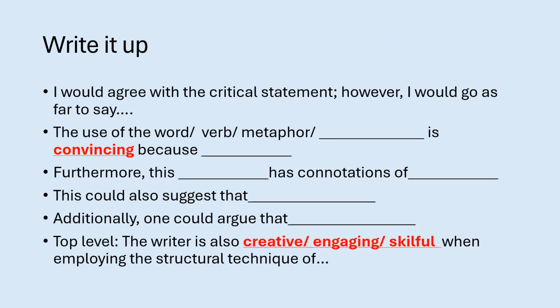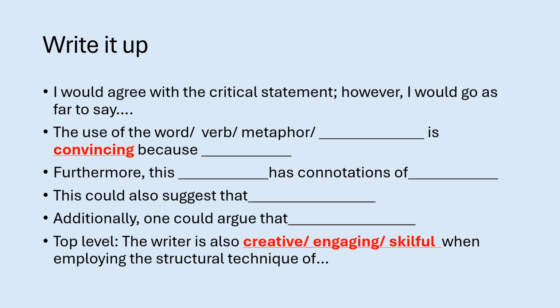Write it up. So I always start with, I would agree with the critical statement. However, I'd go as far as to say, and I kind of extend it. So I'd go as far as to say the narrator's not just frightened, she's absolutely terrified and beside herself, whatever it is. I then get my quotation here. And I get the word convincing. Why do I get the word convincing?